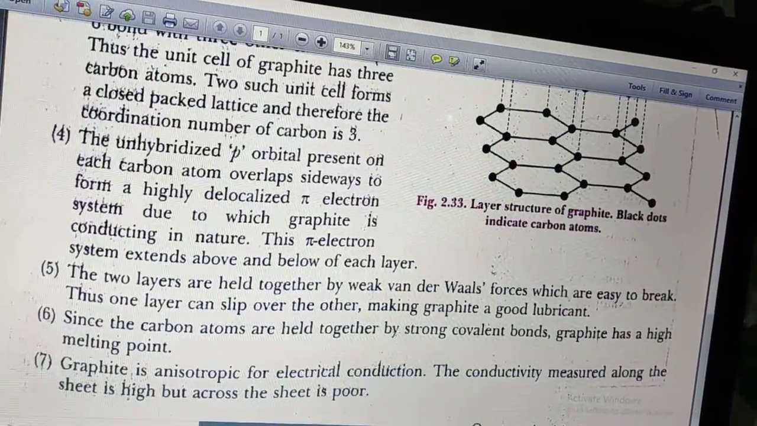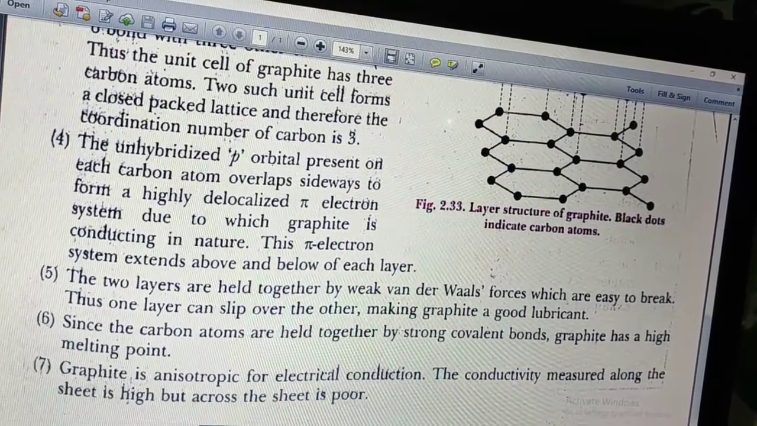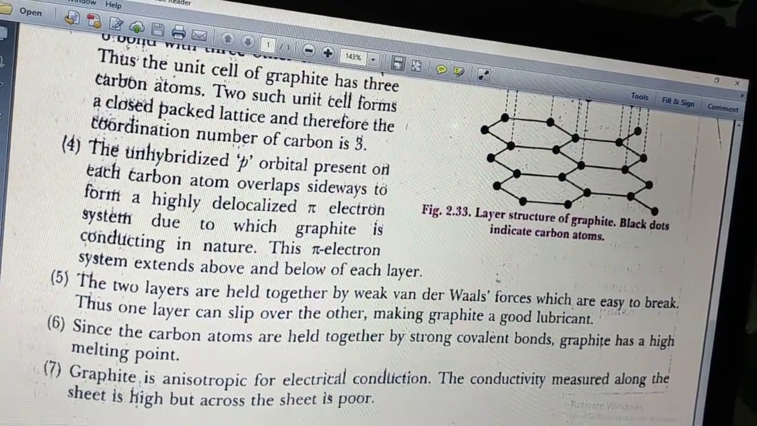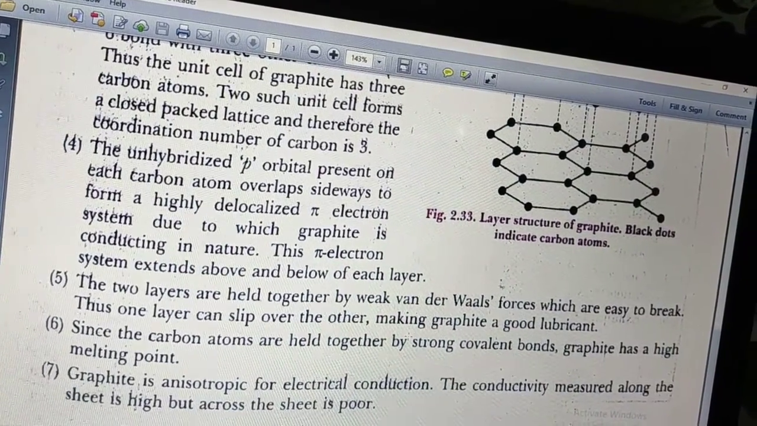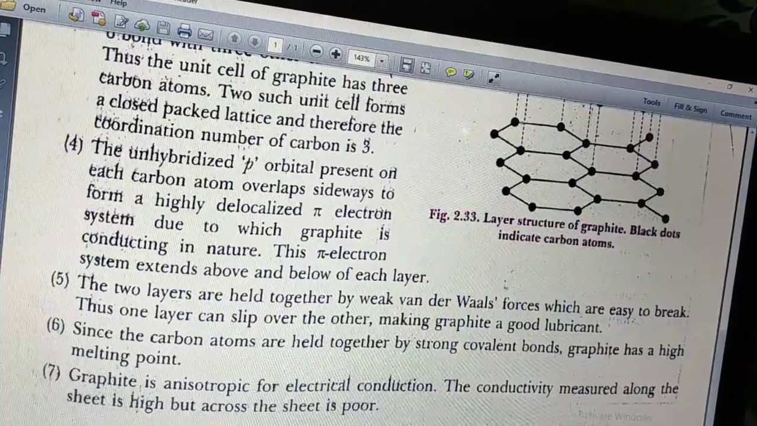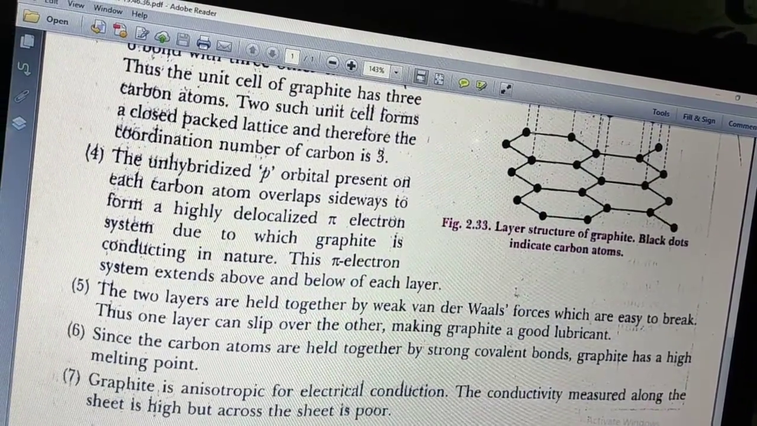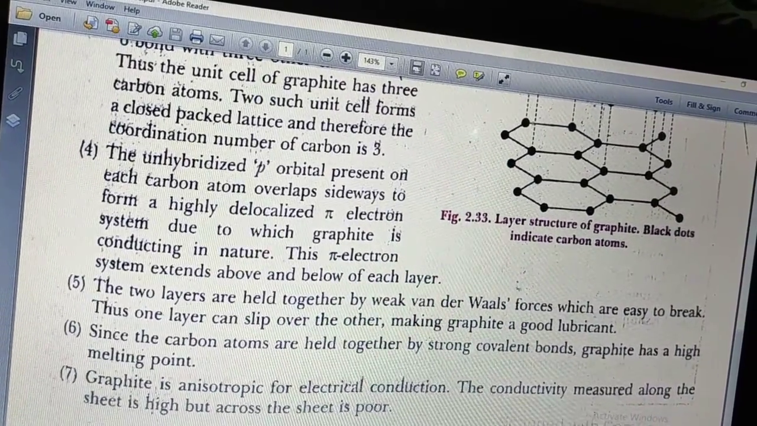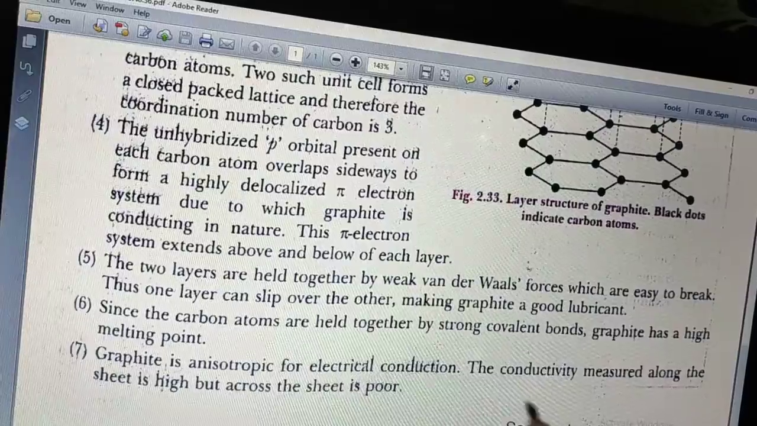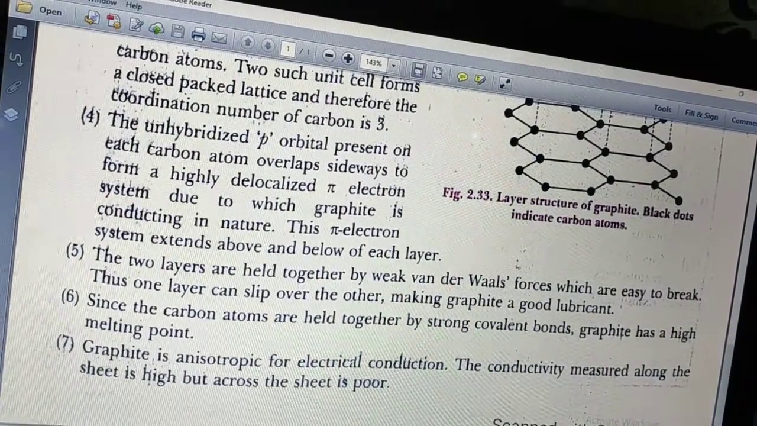Next, the unhybridized p orbital, that is left vacant, present on each carbon atom overlaps sidewise to form a highly delocalized pi electron system, due to which graphite is conducting in nature. This pi electron system extends above and below each layer. And the two layers are held together by weak van der Waals forces which are easy to break.